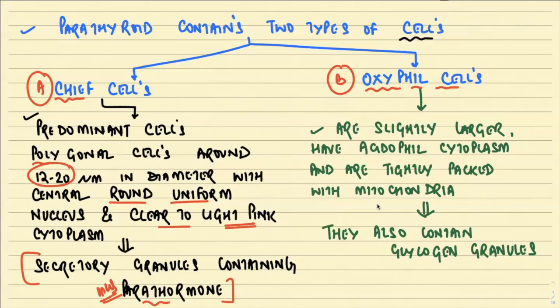Secondly, we have the oxyphil cells, which are slightly larger and have acidophilic cytoplasm, that is completely eosinophilic and pinkish, and that occurs because they are tightly packed with mitochondria. Which type of granules do they contain? The oxyphil cells contain glycogen granules. So two types of cells: the predominant chief cells, which secrete parathormone, and the oxyphil cells, which are packed with mitochondria and contain secretory granules containing glycogen.